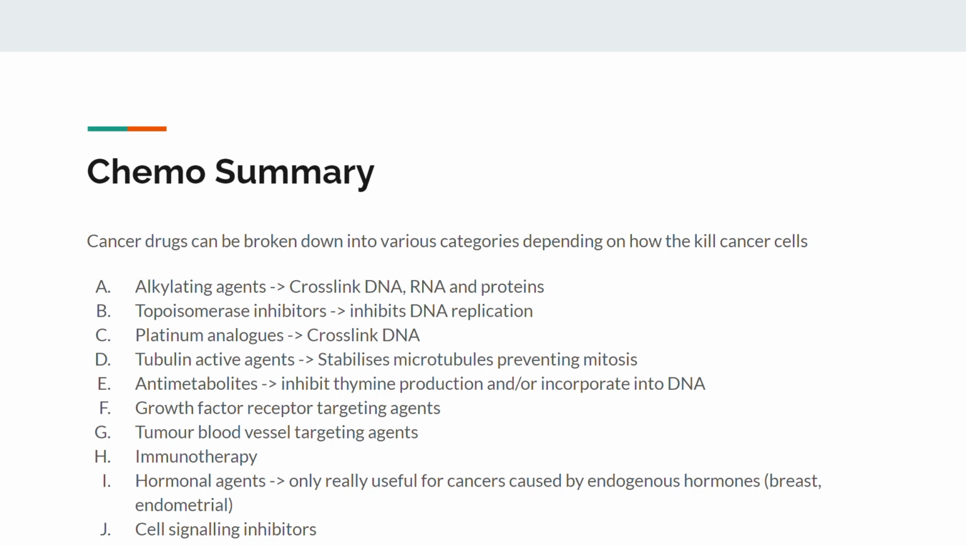The ones that I like to remember, which for some reason stick with me, are your platinum analogs, because they cross-link DNA. I don't know why that sticks with me, but it does. And also your tumor blood vessel targeting agents. These reduce your blood vessel presence around the tumor. And these two I just find I remember easily, but whatever ones will help you remember. Just knowing 2 or 3 of these lists is probably the most important from that. And that's really all you need to know for chemo.